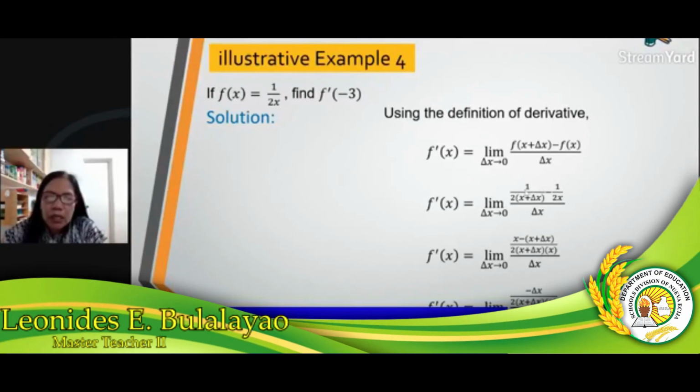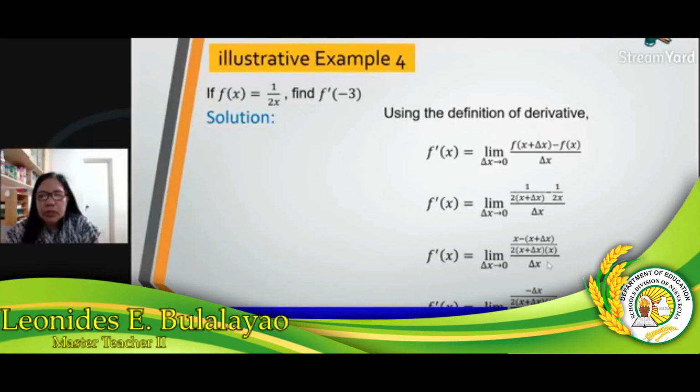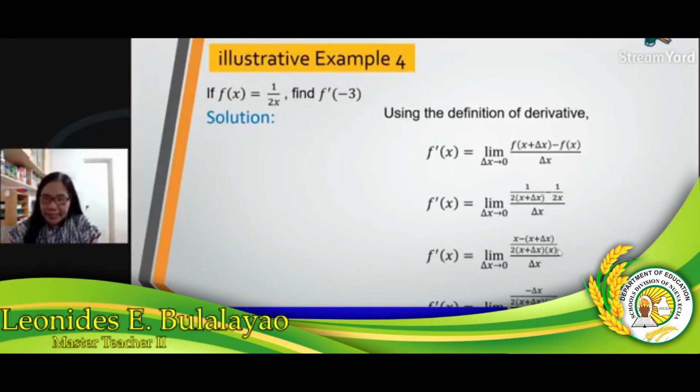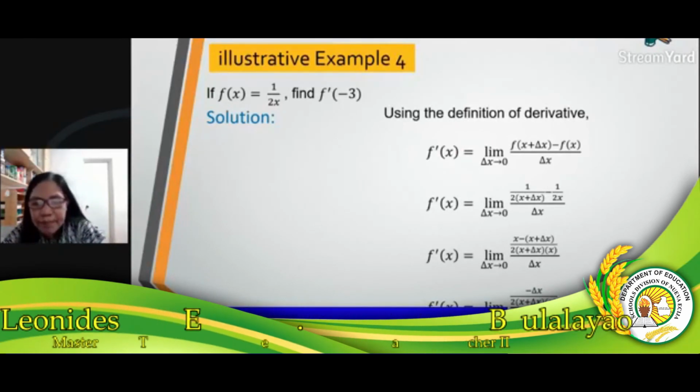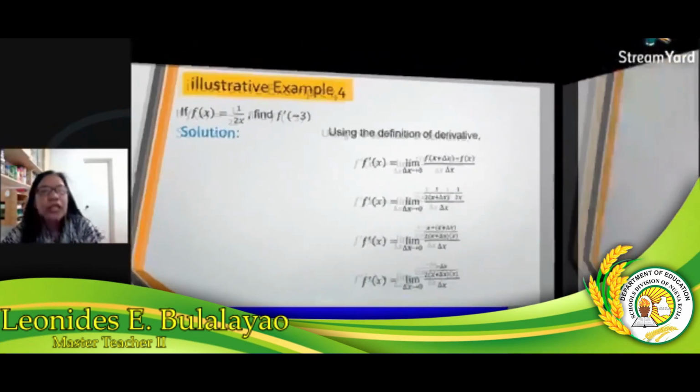1 over 2x, but our x is x plus delta x, minus 1 over 2x, all over delta x as delta x approaches 0. So we have x minus the quantity x plus delta x, over 2 times x plus delta x times x, over delta x. And simplifying this expression, we have negative delta x all over 2 times x plus delta x times x, all over delta x, as delta x approaches 0.